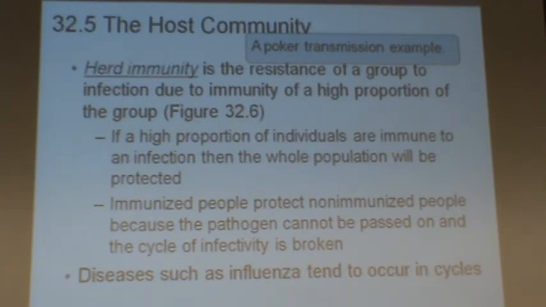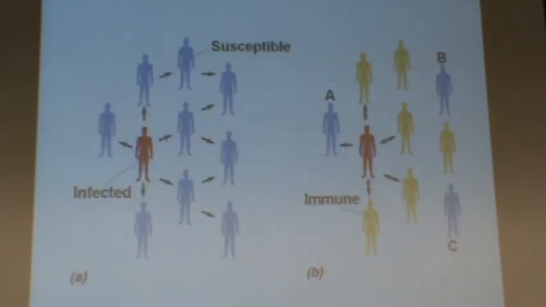So this time the fraction is much smaller. Basically, that's the concept of herd immunity. In the first case, there's zero herd immunity. So if this person had the infection, the disease can spread to everyone. But if a significant fraction of the population already has immunity to this, the spread will be much smaller. So it's just like the poker example.